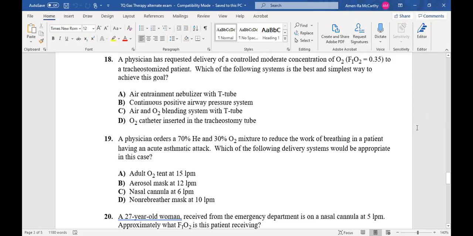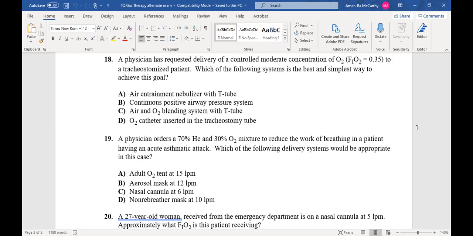Number 19, who's 19? Would it be B? Okay, no. Whenever you give a heliox or any kind of gas mixture, always give it with a non-rebreather. Because if we want them to have that mixture, we got to be specific as possible. I don't want you breathing your own air. I don't want you on an aerosol mask with the big holes on the side, right? I need you to get just this 30 and this 70.